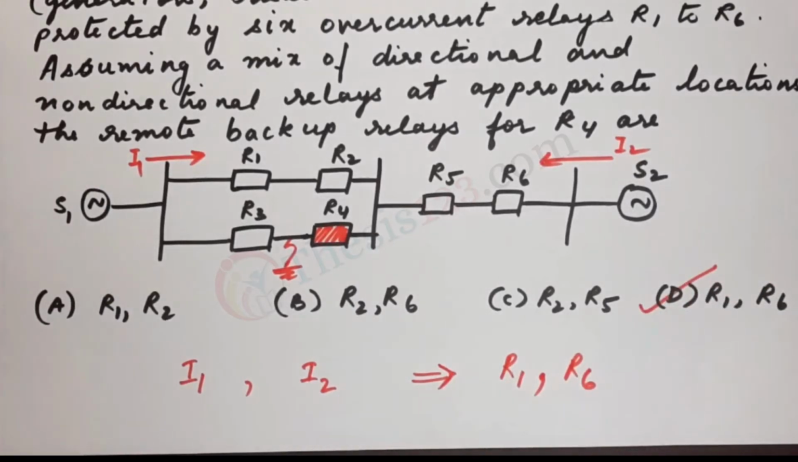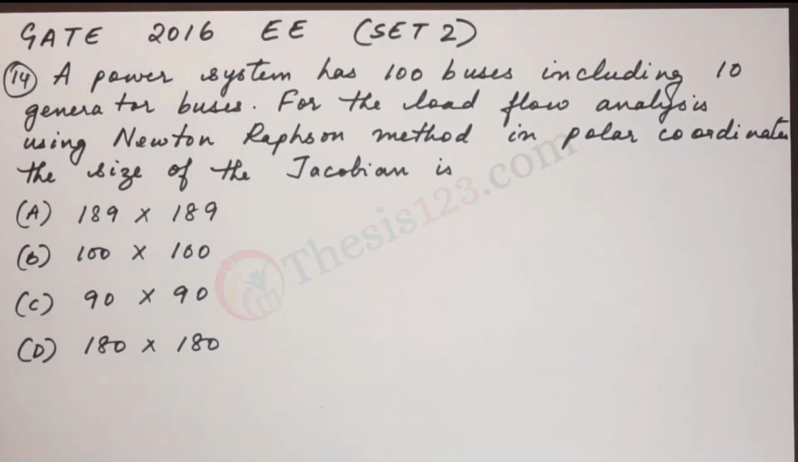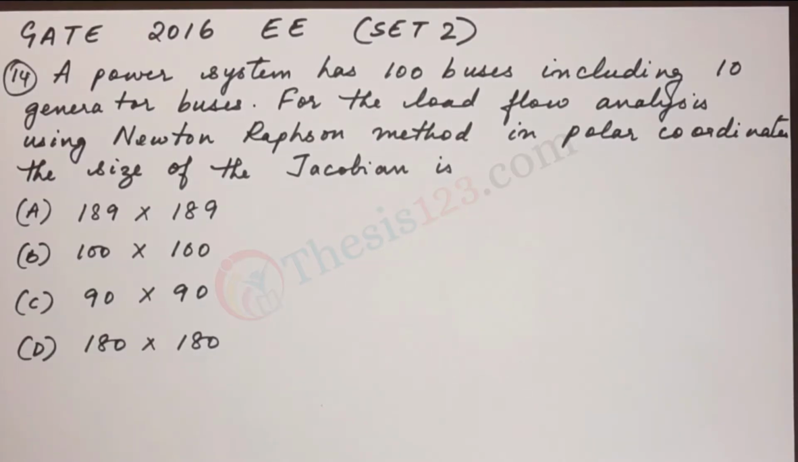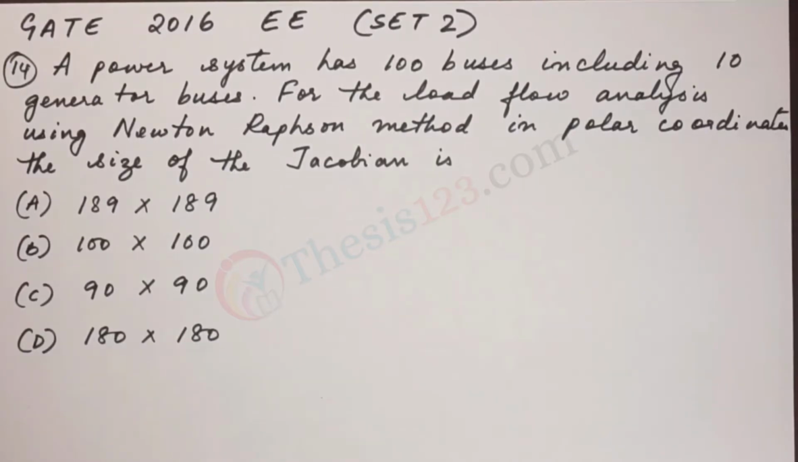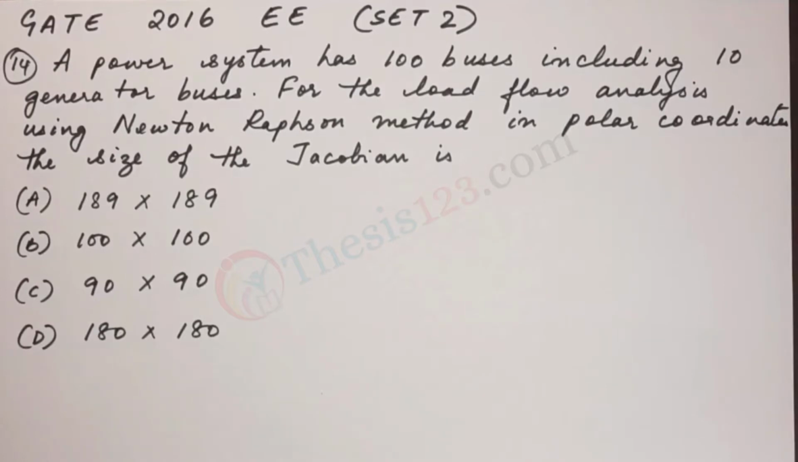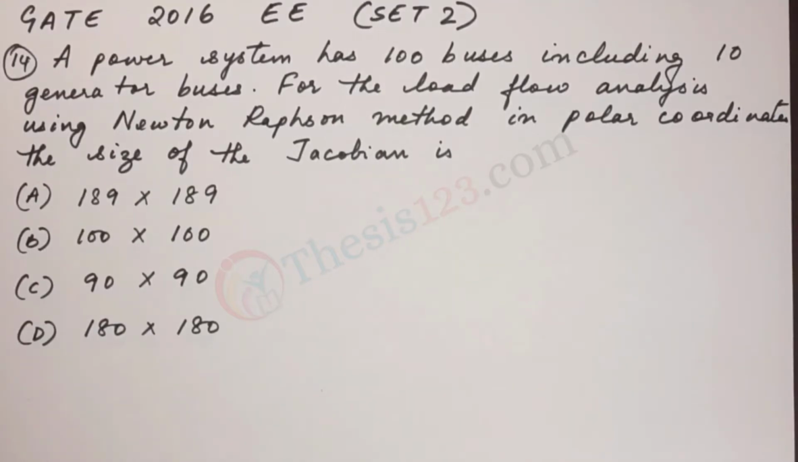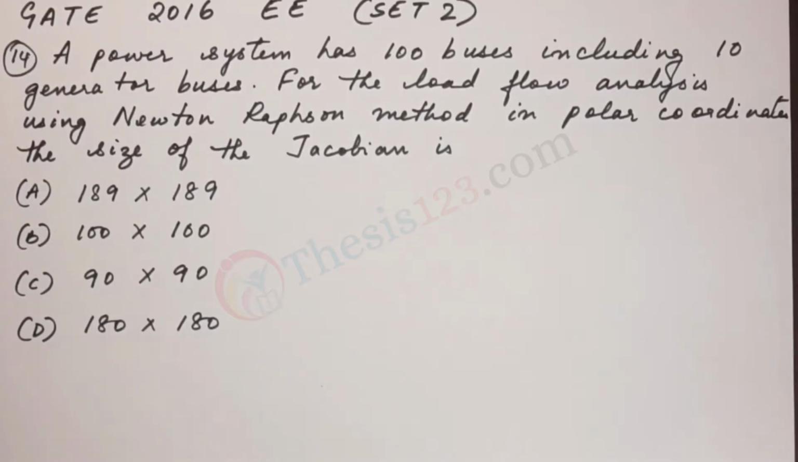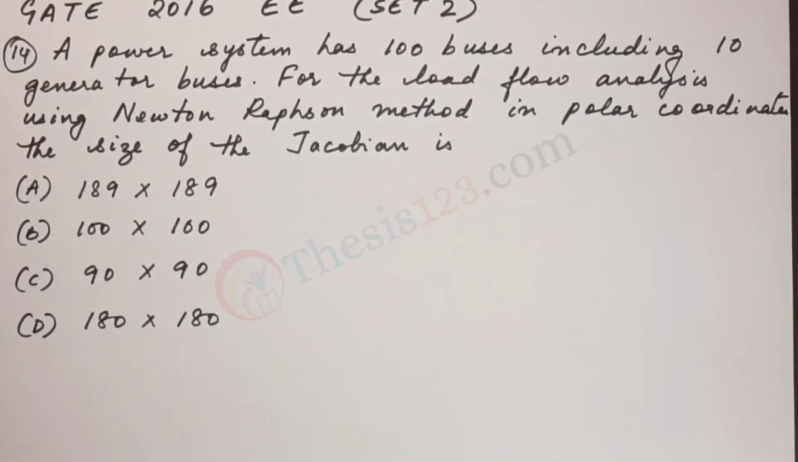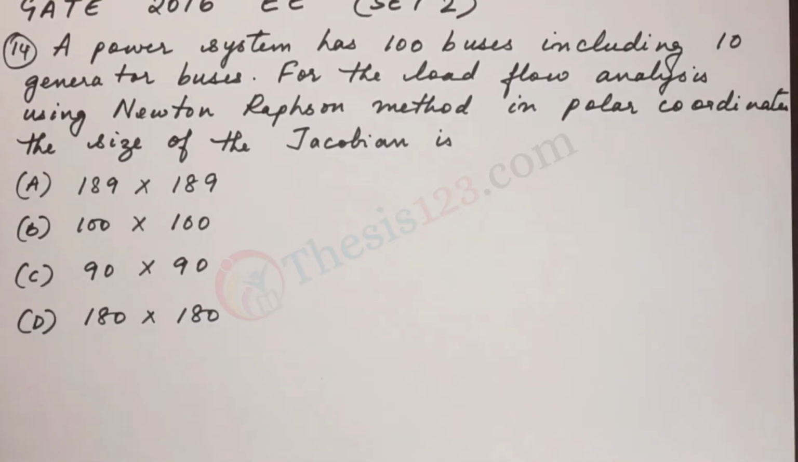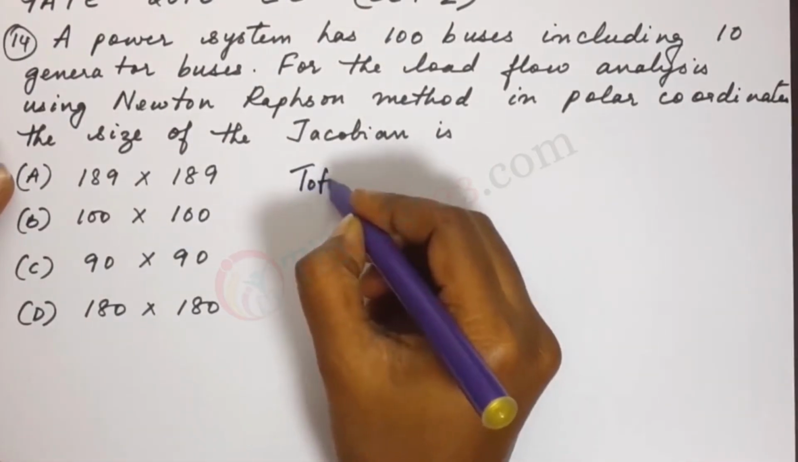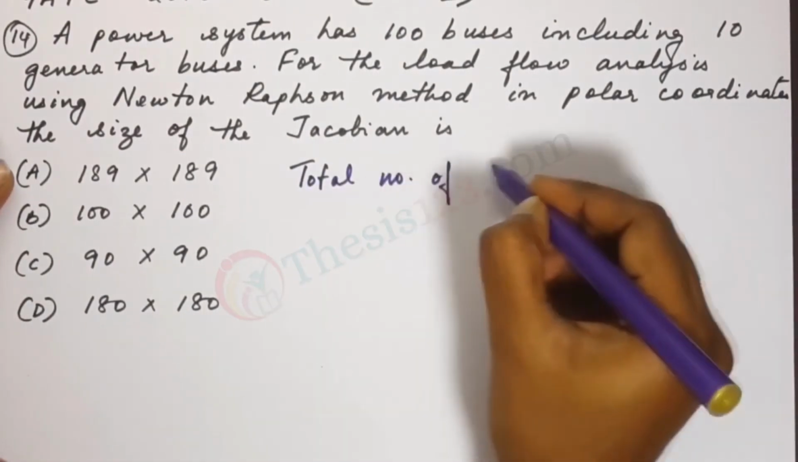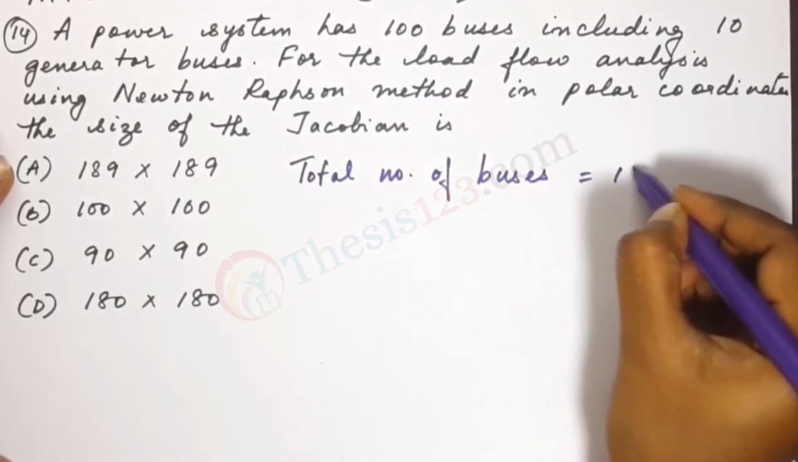I hope this has helped. Here's the next question. A power system has 100 buses including 10 generator buses. For the load flow analysis using the Newton-Raphson method in polar coordinates, the size of the Jacobian is. We have been given 4 options for the sizes of the Jacobian matrix, so we will have to find out which one is right. First let's note down what has been given to us. The power system has 100 buses, so the total number of buses is 100.